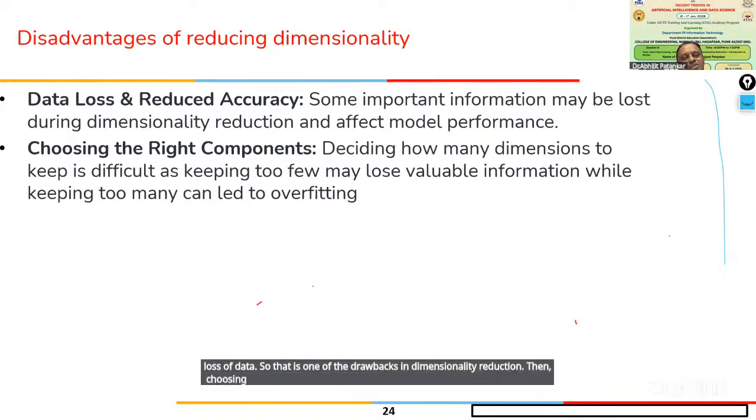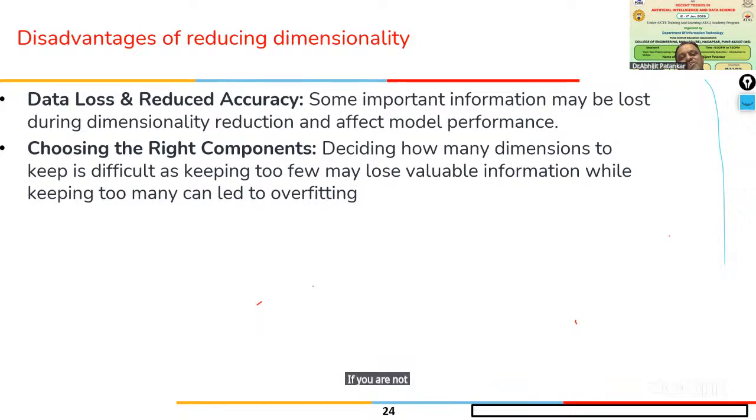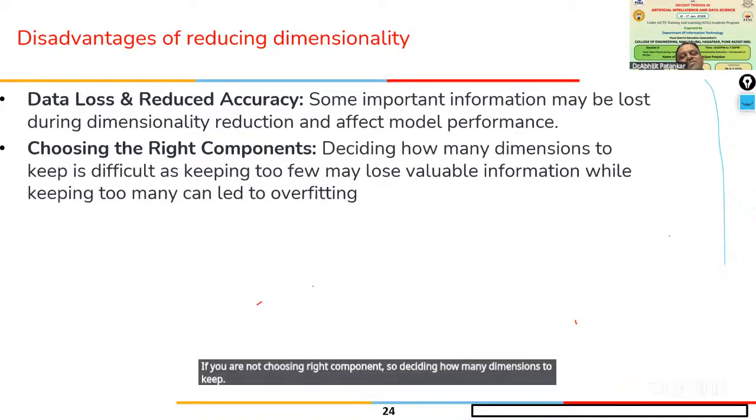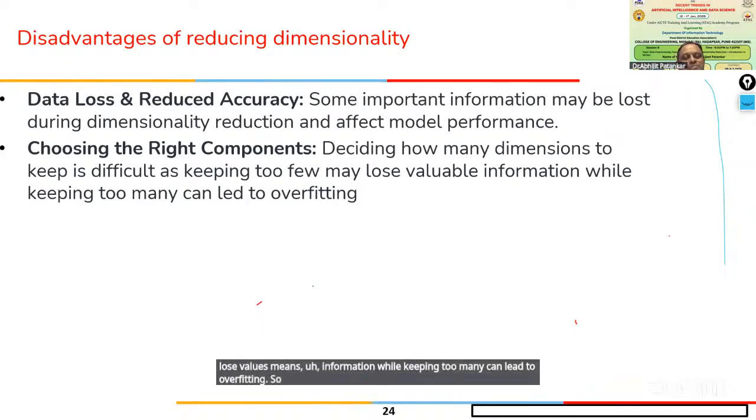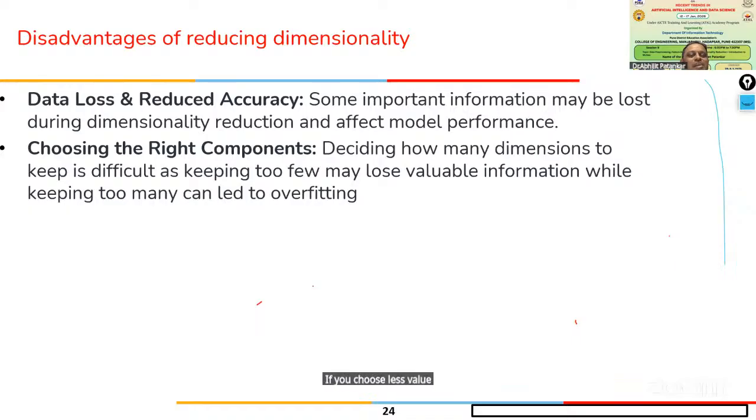Then choosing the right component. Deciding how many dimensions to keep is difficult, as keeping too few may lose valuable information, while keeping too many can lead to overfitting. So you have that problem. If you choose a small value, you are not getting the correct result. And if you choose a large value, you have the problem of overfitting. So choosing the right component is the challenge. If you are not doing that, you will not get the correct performance. So these are the two limitations of dimensionality reduction.